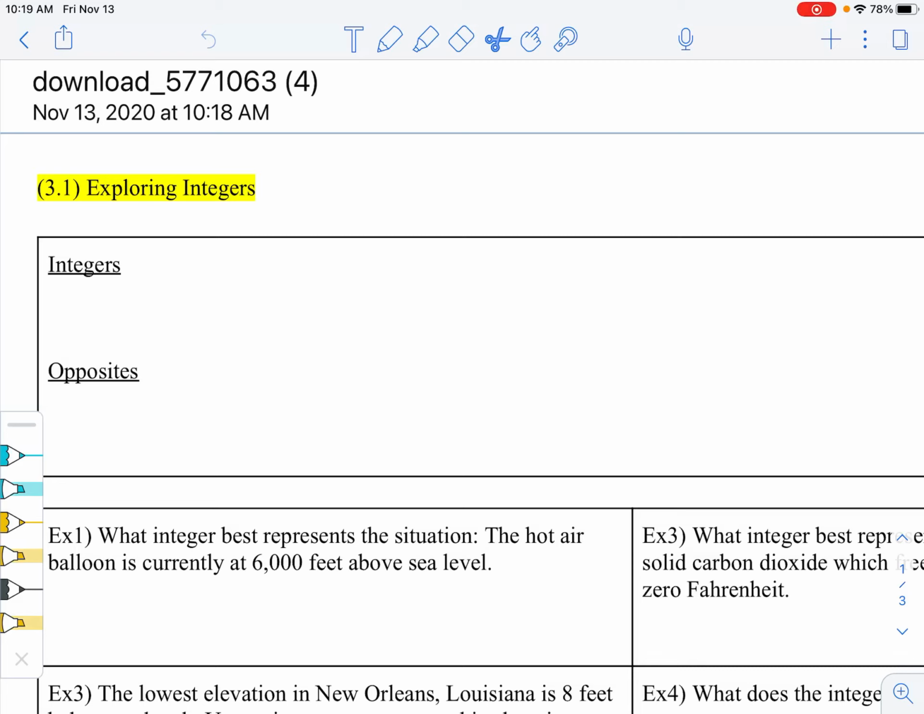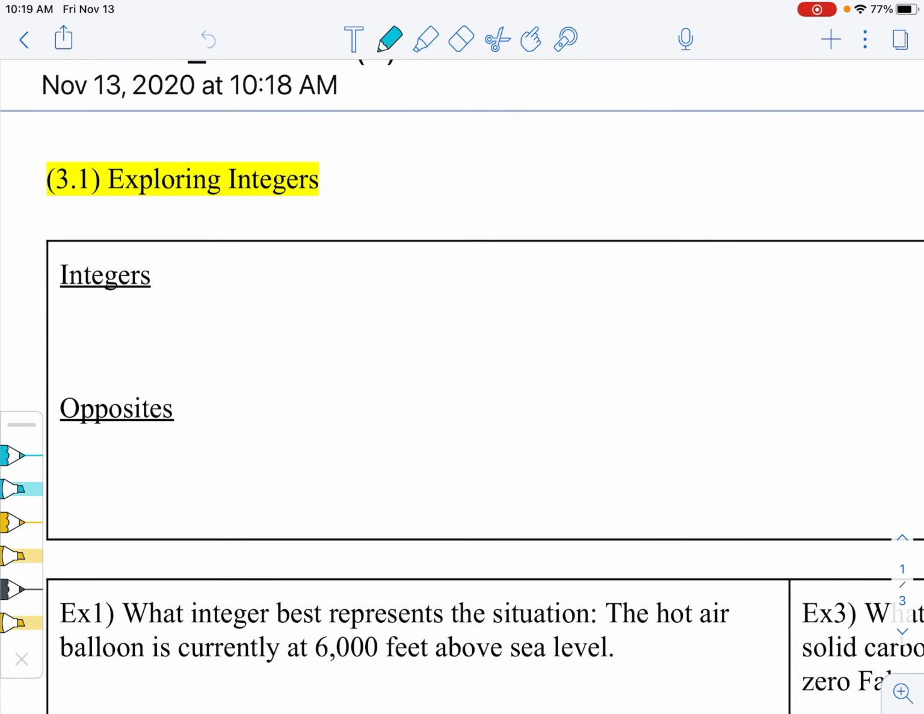In this video, we are going to explore integers. So first we must figure out and define what an integer is. So an integer is a positive and negative whole number.